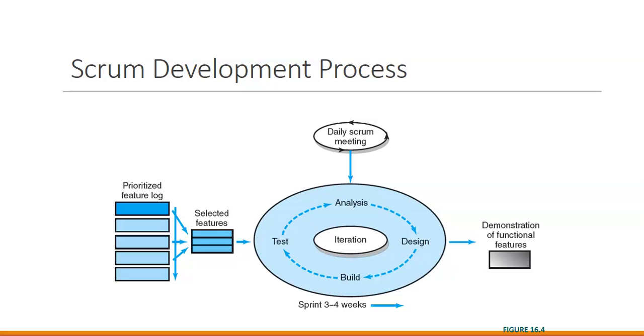In the Scrum development process, we have our prioritized feature log from the customer. We select which feature we're working on. That's our sprint. The sprint is anywhere from 1 to 4 weeks, and within that sprint, we have the design, build, test, and analysis. And then at the end of the sprint, we demonstrate that particular feature that has been completed during that sprint to the customer, and the customer gets to decide if they want to make changes for the next iteration.